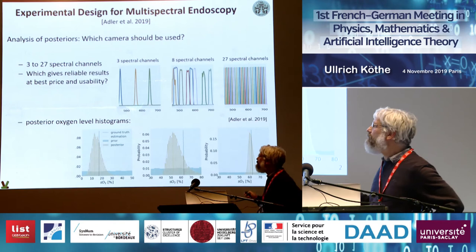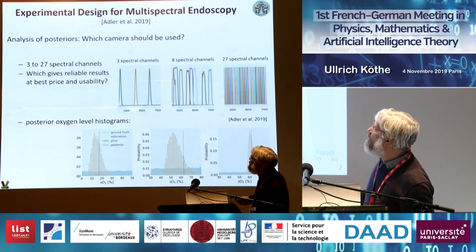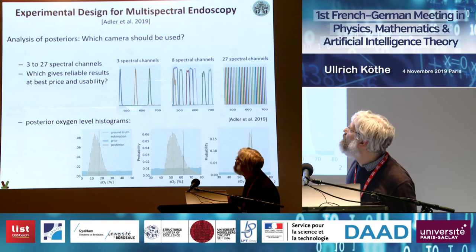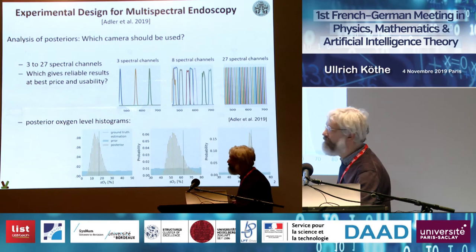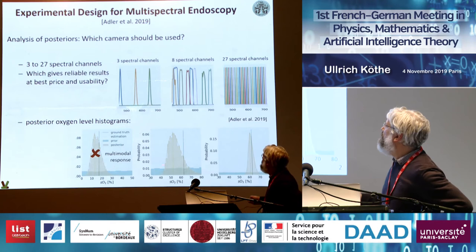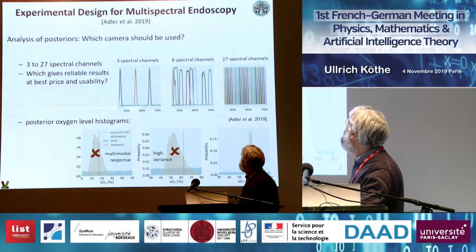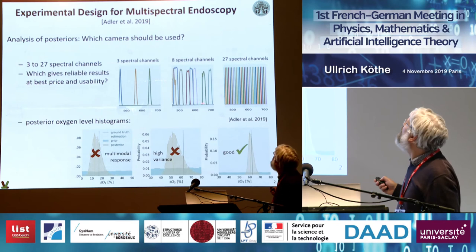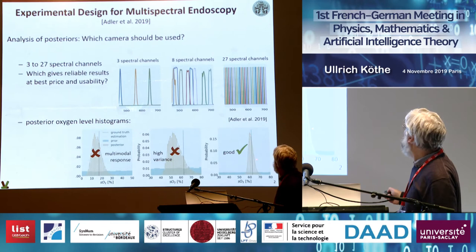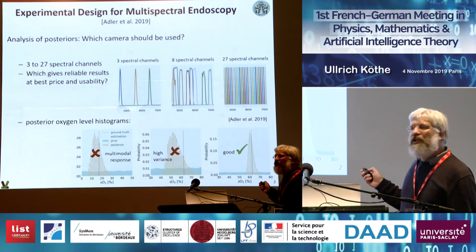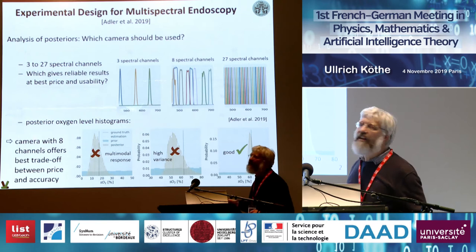One finding is, for the RGB camera, that some of the results are multimodal, so it cannot decide which oxygenation is right. And here the biggest mode is not the one that's close to the ground truth. So this is not good. Also, the RGB camera has a very large variance. It's too much uncertainty for the surgeon to be sure that he can cut into the tissue. So that's also not good. And here, for the 8 channel camera, you get very nice unimodal narrow posteriors. This is the result that one would like to have. And it turned out that the 27 channel camera is not much better in this respect. So considering the price, the 8 channel camera is the camera of choice.